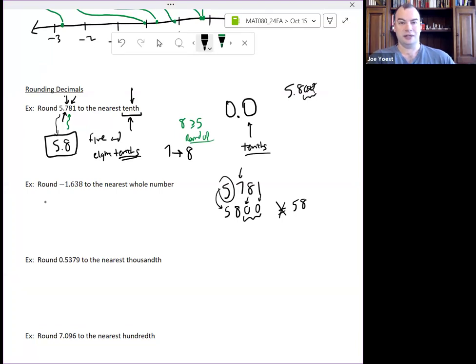But certainly in the standard number system that we're working in, this would be the way the number should be rounded.